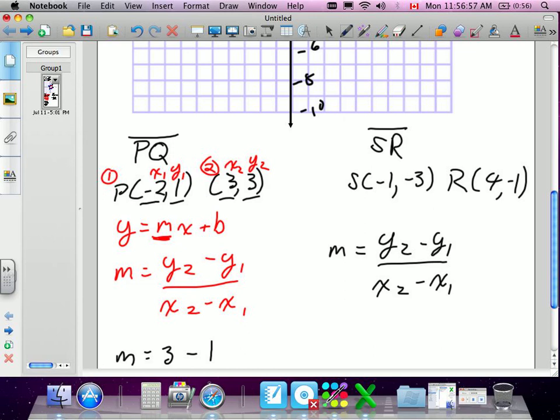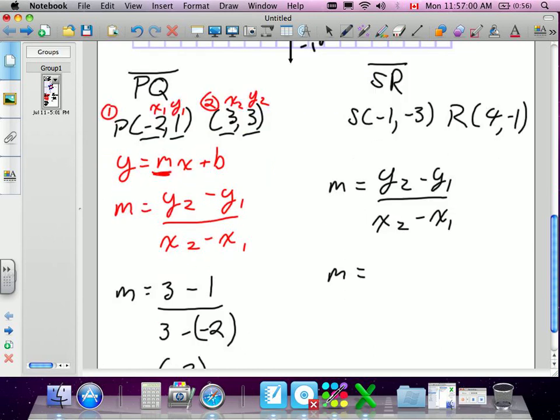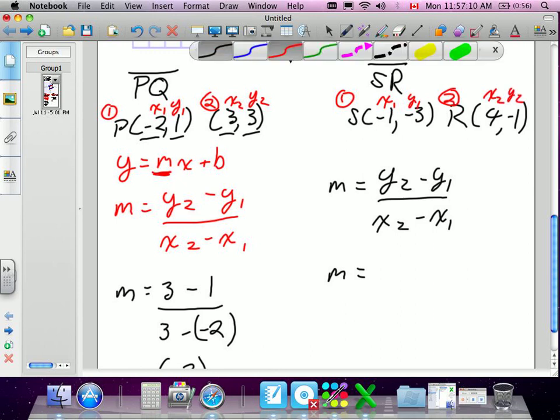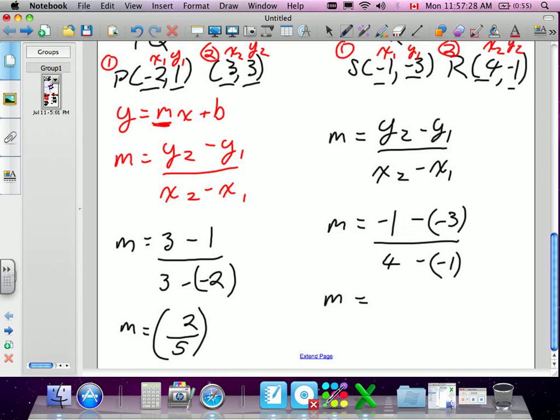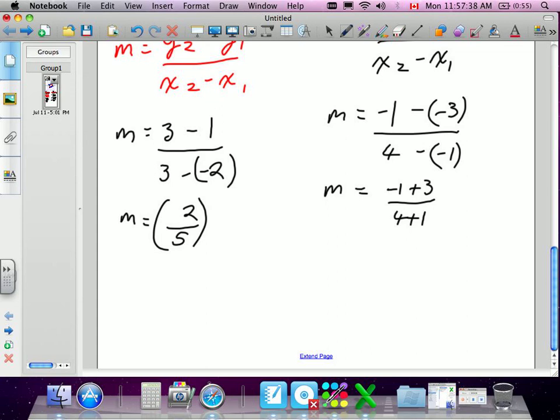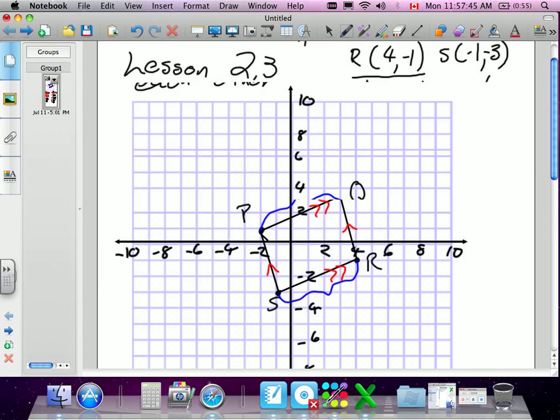We're going to plug our values in. Now I need to give these an x1, x2. So I'll call S1, so it's x1, y1. R will be 2, x2, y2. Y2 is negative 1, minus y1 is negative 3, divided by x2 is 4, subtract x1 is negative 1. Negative 1 subtract negative 3 is the same as negative 1 plus 3, and 4 subtract negative 1 is the same as 4 plus 1. So m is equal to 2 over 5. Slopes are the same, so we've now verified that PQ is parallel to RS.